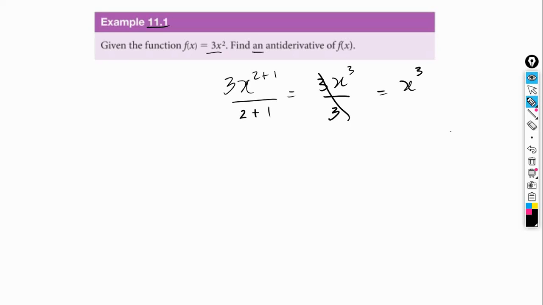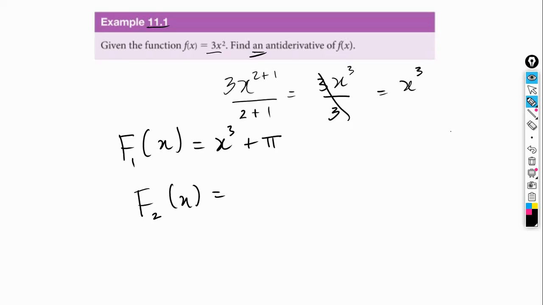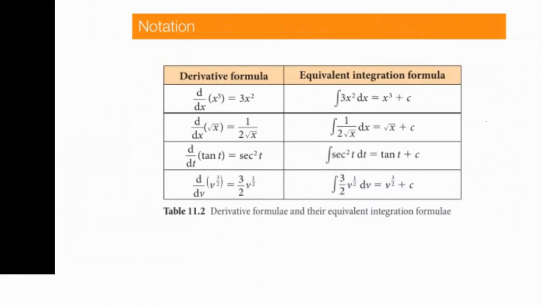But why does it say find an antiderivative? Well, because we could have had the case where the antiderivative would be something like x cubed plus any constant. So you could have plus pi, or you could have the case where the antiderivative was x cubed minus 1, right? And notice that the derivative of any of these would give us 3x squared.